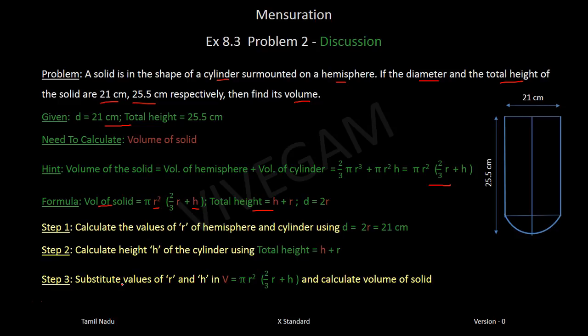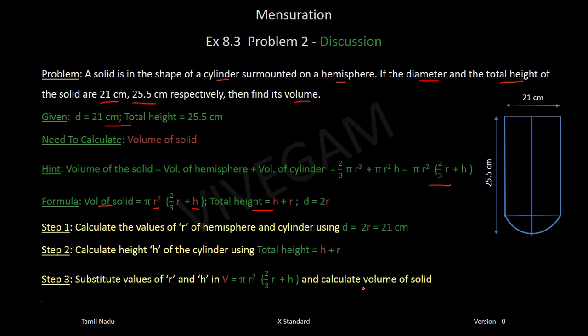Once we know that, substitute the values of r. R is the same for both the cylinder as well as the hemisphere, and h is the height of the cylinder, in V equal to pi r square into 2/3 r plus h, and calculate the volume of the solid.